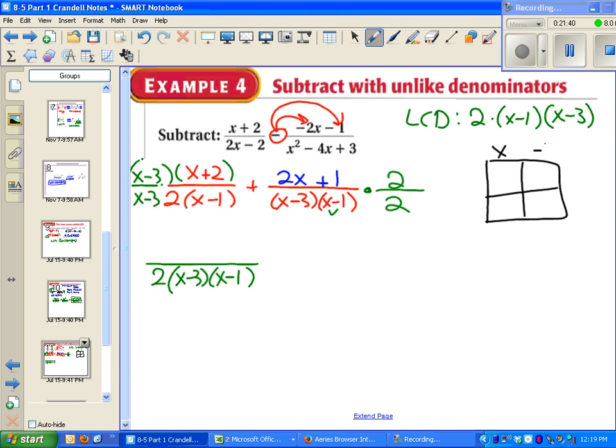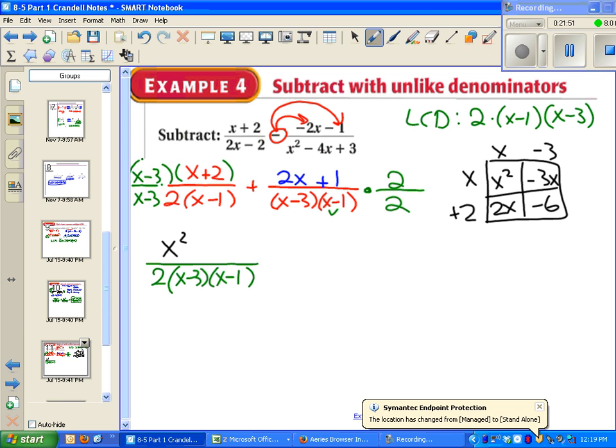I have x minus 3 and x plus 2. So I have x squared, negative 3x, positive 2x, and then negative 6. So that's going to become x squared, combine like terms, minus x minus 6. Okay. And then plus, here's my common denominator.